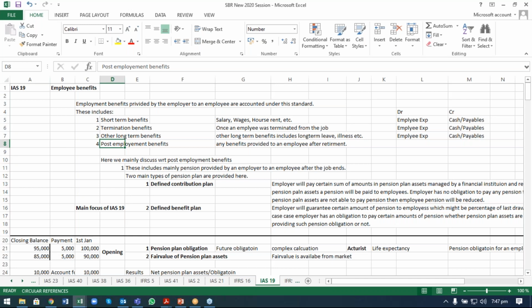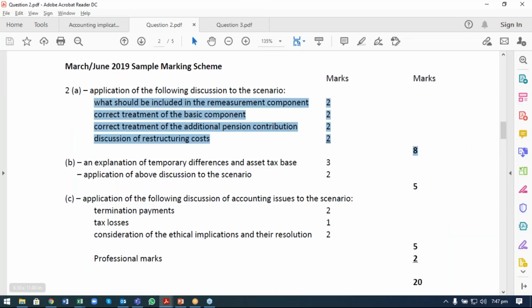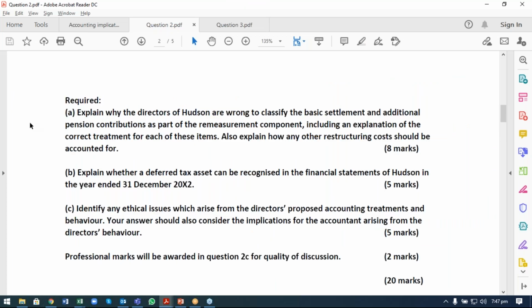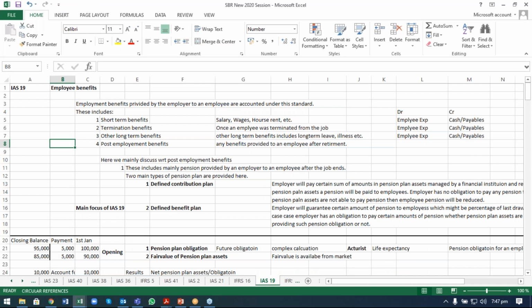Okay, one more thing. If you look into these 2 things, if I'm asking about the pension remeasurement component, first I'm going to explain the remeasurement component, then I'll look into the rest of the things. This post-employment benefit is related to any benefits provided to the employees after retirement, right? Termination benefits are always recorded here, and they should be charged to the profit and loss account as an expense. And any other long-term benefits should be accounted for within post-employment benefits.